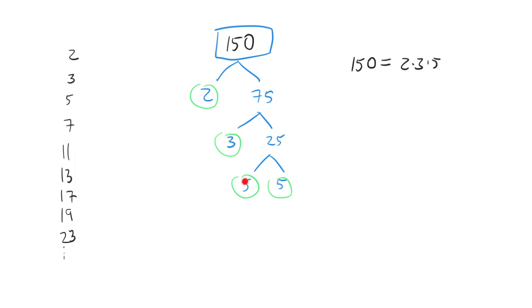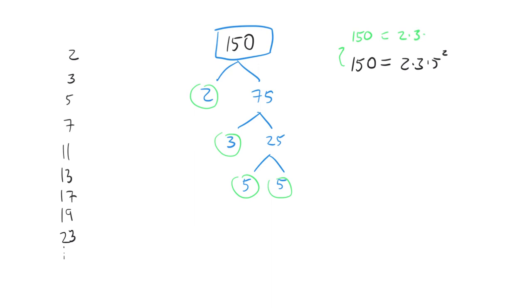Now, since we have 2 of these 5s, we could put an exponent of 2 right there. Okay, so in other words, if we were to back up a little bit and investigate this, what I'm saying is that 150 actually equals the product of all of those prime factors that we made.